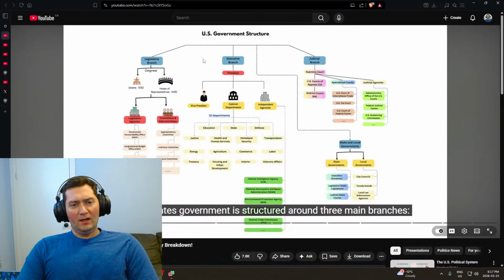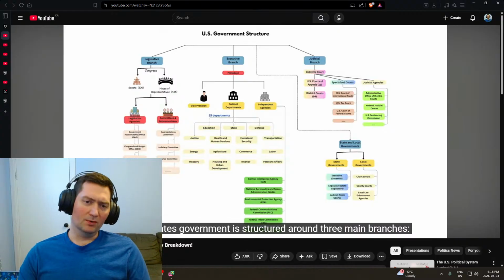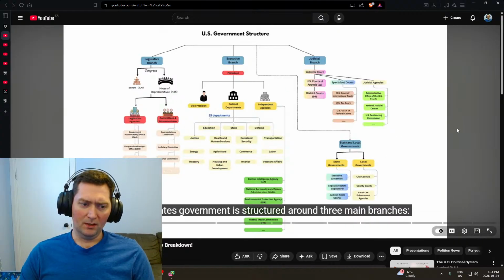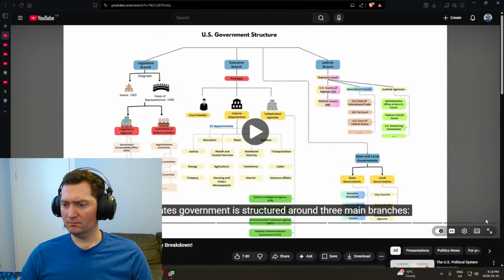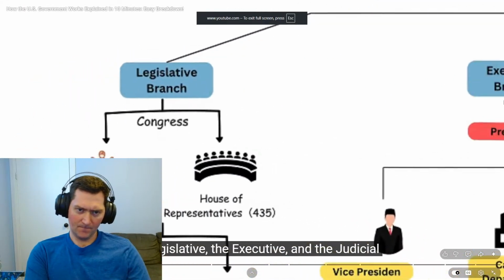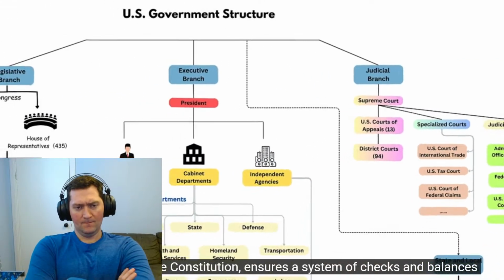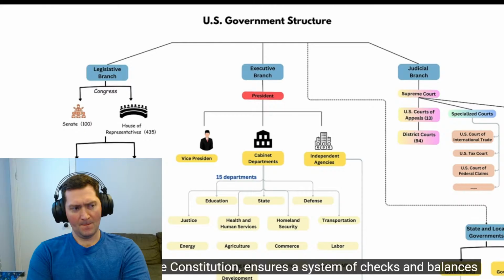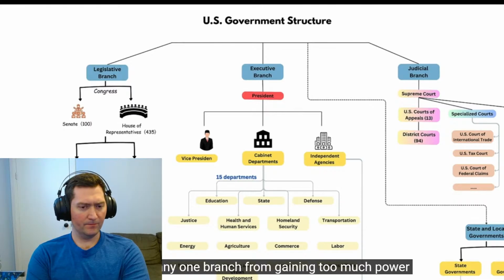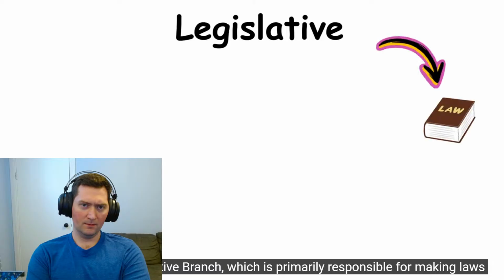So I got a couple videos up. We're gonna learn the basics about the system, maybe go a little bit more in depth, and see how it compares. Let's go. The United States government is structured around three main branches: the legislative, the executive, and the judicial. This design, rooted in the Constitution, ensures a system of checks and balances, preventing any one branch from gaining too much power. First, we have the legislative branch, which is primarily responsible for making laws.